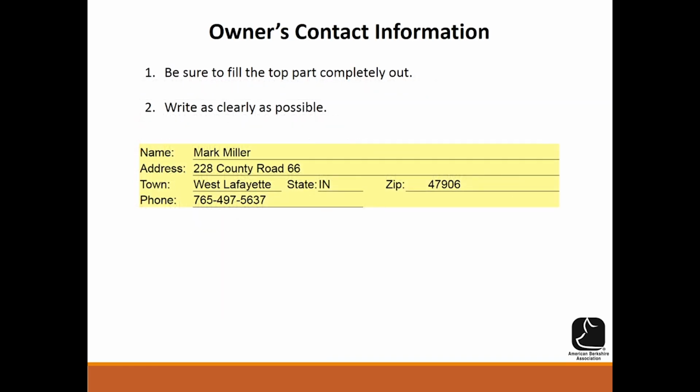On the top left corner of your sheet, you will see the owner's contact information. Be sure to fill the top part completely out and write as clearly as possible. For these examples, Mark Miller is the owner of the litters. First thing he does is write out his name, address, town, state, zip code, and his phone number.